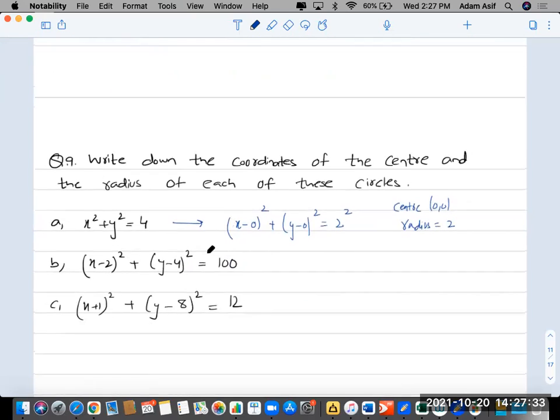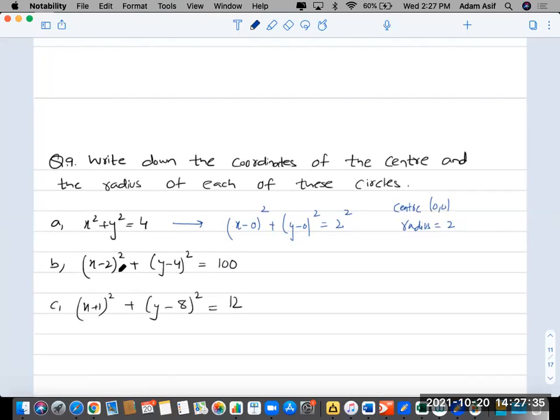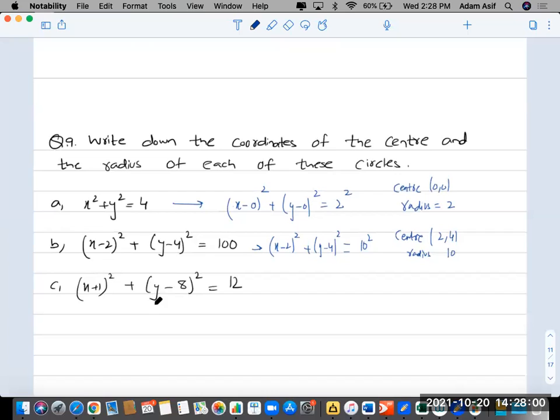Okay, let's consider another example. X minus 2 the whole thing square plus y minus 4 the whole thing square equals to 100. So it's going to be x minus 2 the whole thing square plus y minus 4 the whole thing square equals to 100 is 10 square. So what's the center? Center is going to be 2, 4, and the radius is going to be 10.